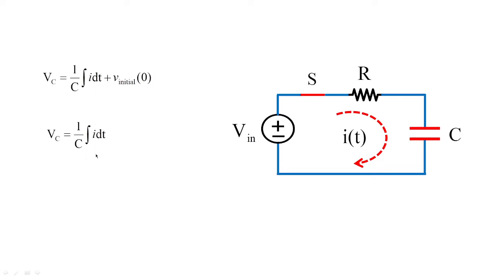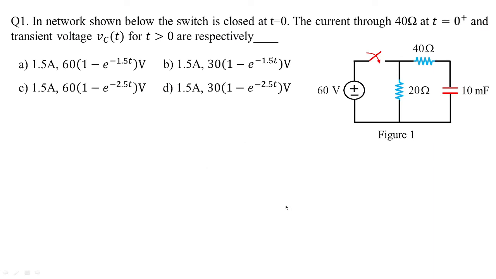If we need to know the current through the capacitor, it can be obtained from this equation by differentiating on both sides. We get Ic is equal to C dV by dt. These are the formulas you should concentrate on before dealing with capacitor circuits, especially in transient analysis. I hope you remember these two formulas, and we'll see how they give their importance in transient behavior. Okay, so in the first problem, the switch is closed at t equal to 0.